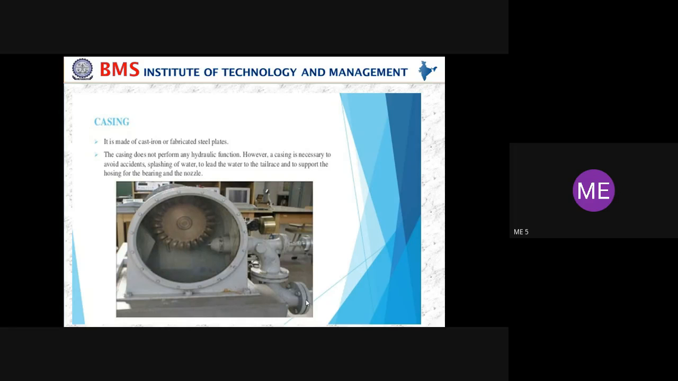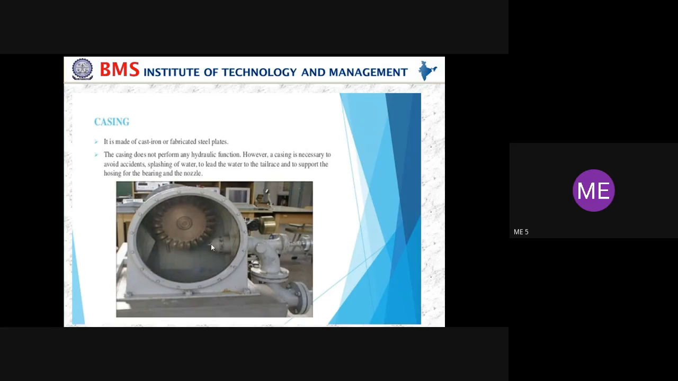The working principle is very simple. First, the water from the penstock enters the inlet to the turbine. Conversion of potential energy to kinetic energy takes place. Then the water enters in a tangential direction. Remember, in the viva they may ask what kind of turbine it is. It is a tangential flow impulse turbine of high head.